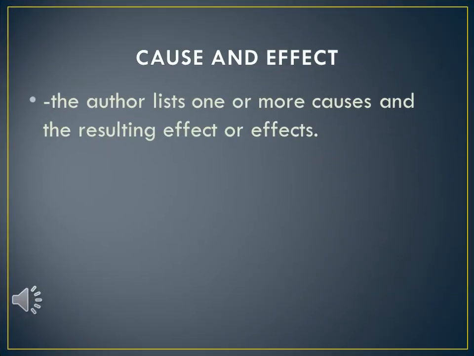And lastly, we have cause and effect. It means the author lists one or more causes and the resulting effect or effects. So just a bit of review, when we say cause, it is the thing that makes other things happen. And when we say effect, it refers to what results. It is what happened next in the text that results from the preceding cause. So to put it concisely, cause is the why something happened and effect is the what happened.